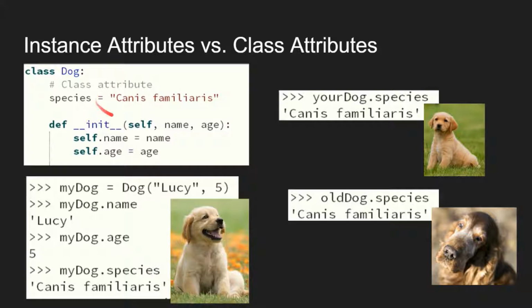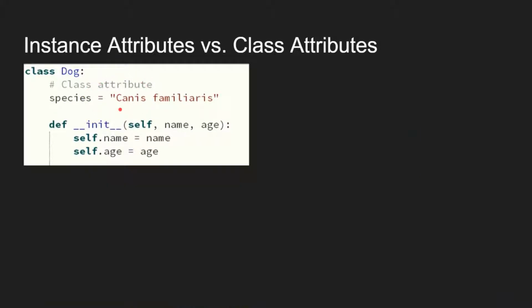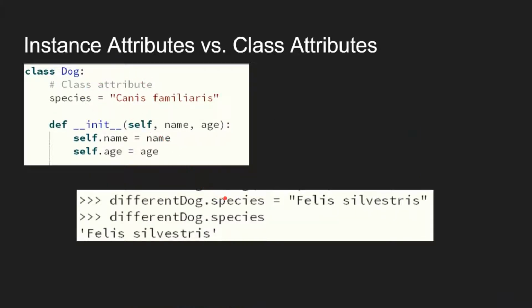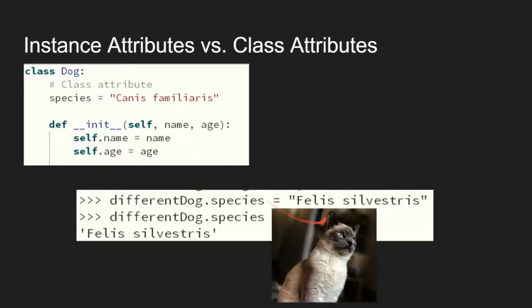Instead, it's going to be shared among the dogs. However, if we have a different dog and we set its species to something else, say Felis sylvestris, then we can change this value. We can change this value without changing it for other instances of the dog class. So while it's not technically shared among all the classes, this variable is still unique to each instance. It always starts off the same. And yeah, this would be a cat. It'd be a weird looking dog.